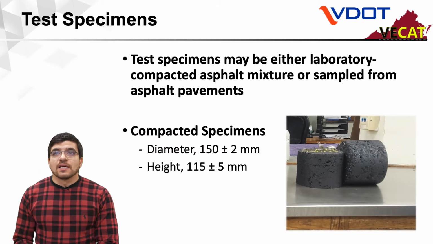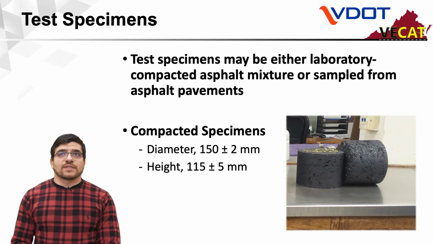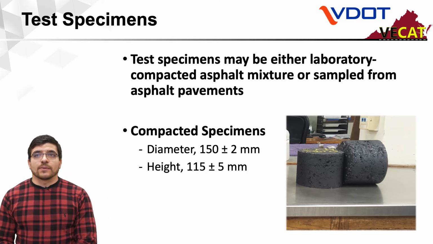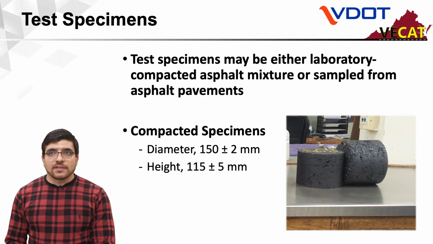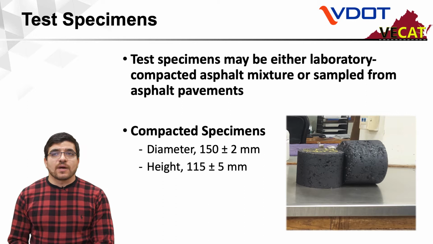Test specimens. The test specimen might be either laboratory compacted asphalt mixtures or sampled from asphalt pavement. The compacted specimen will have the following dimensions. For diameter, it's going to be 150 plus or minus 2 millimeters. For the height, it's going to be 115 plus or minus 5 millimeters.